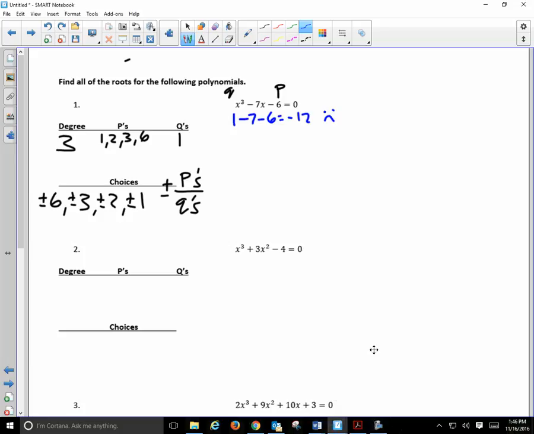Okay, let's plug in negative 1. Negative 1 will give us negative 1 plus 7 minus 6 is 0. All right. Negative 1 works, right? Hey, if negative 1 works, then what is the factor that divides in evenly? What is the binomial factor that divides in evenly? If negative 1 is a solution, what's the binomial factor? X plus 1.